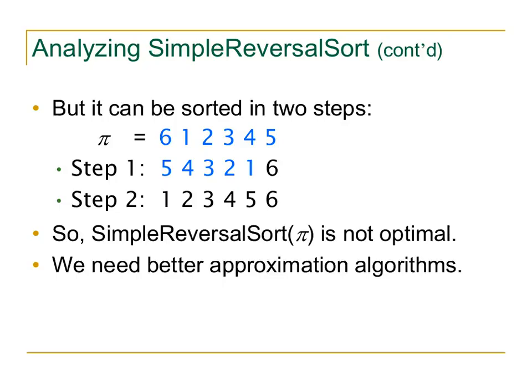Building on our last example with pi equals 6, 1, 2, 3, 4, 5, you don't need 5 reversals. You can sort it in just 2 moves. Step 1. Reverse the entire block 6, 1, 2, 3, 4, 5, yielding 5, 4, 3, 2, 1, 6. Step 2. Reverse the first 5 elements 5, 4, 3, 2, 1 to arrive at 1, 2, 3, 4, 5, 6. Since simple reversal sort takes more than 2 reversals here, this clearly shows it isn't optimal. We therefore need stronger approximation algorithms.